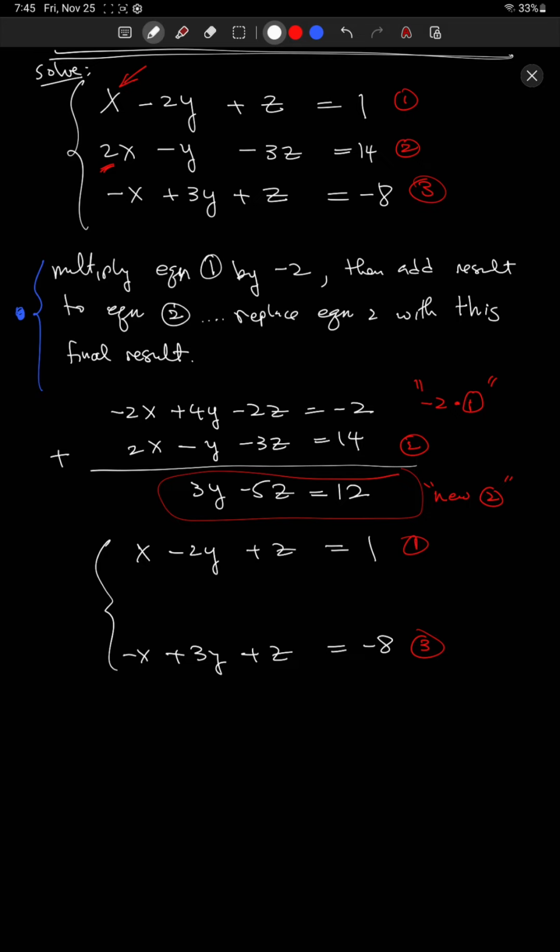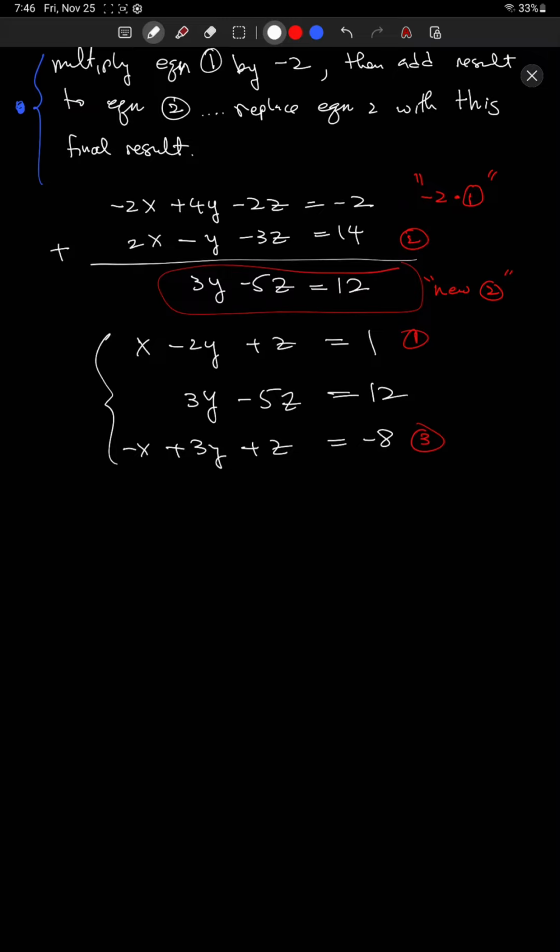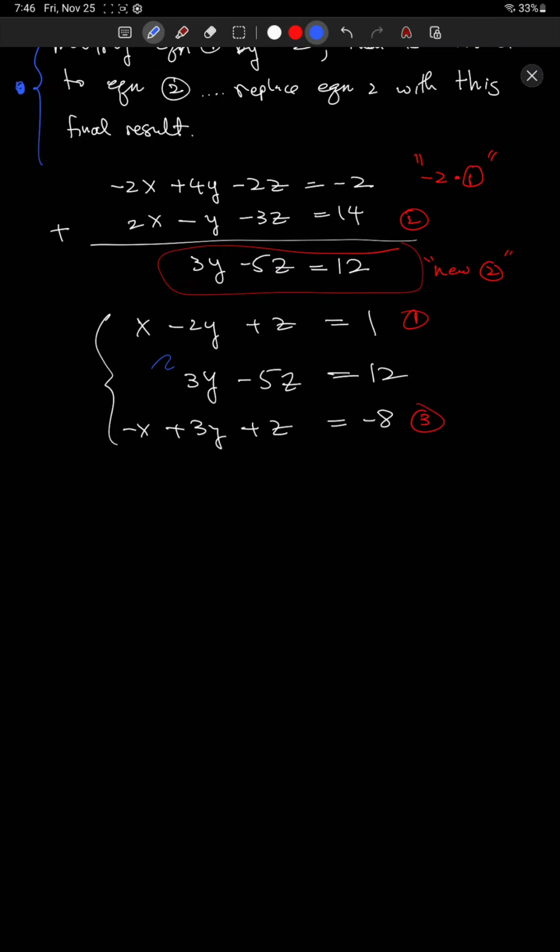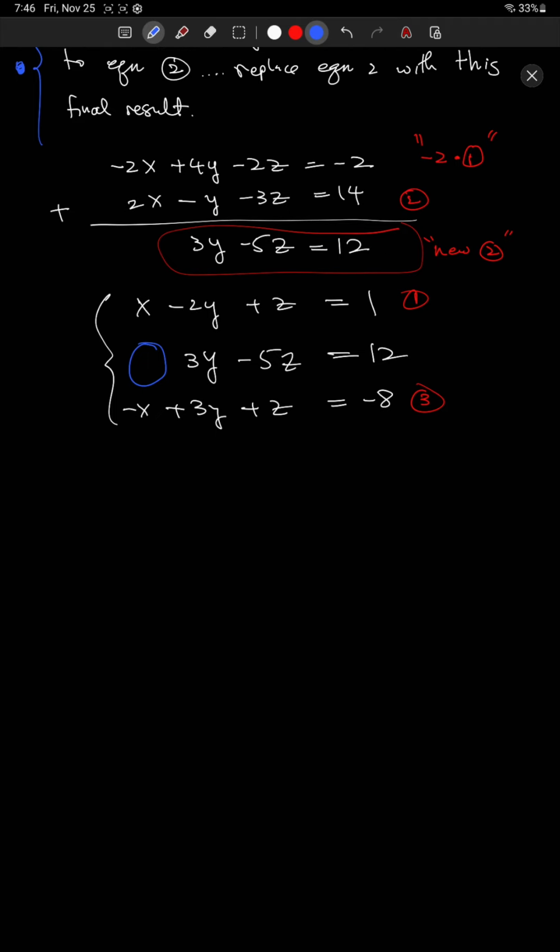So the way I'm going to write our new equation 2, there's no x term. I want to line up the y's and the x's and the z's so that I don't get confused with what is what. So I'm going to put the 3y here, minus 5z here, equals 12. I'll just leave a blank where the x was. But that blank is really, really important. That blank right there was the goal. All right, so that's the end of step 1.